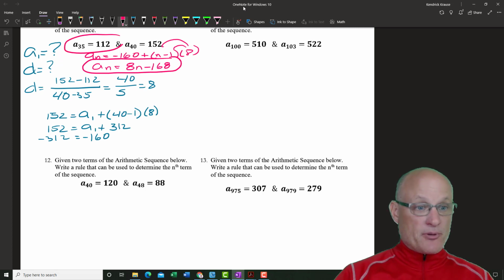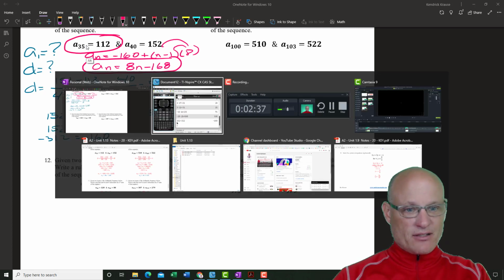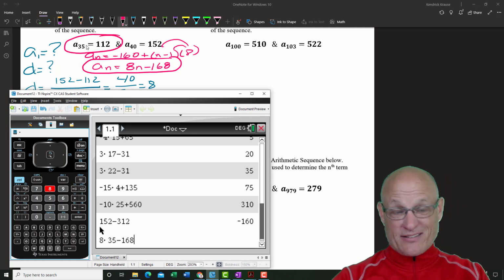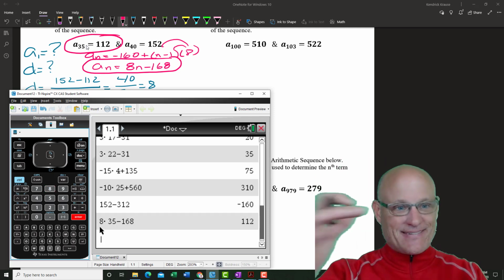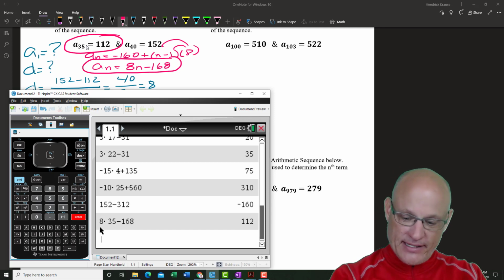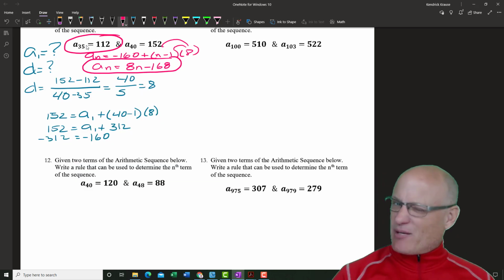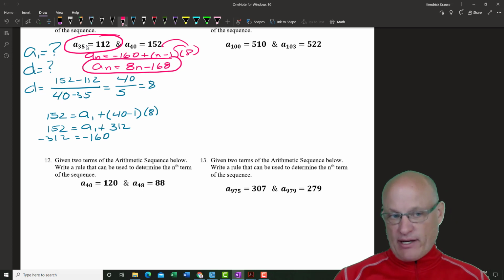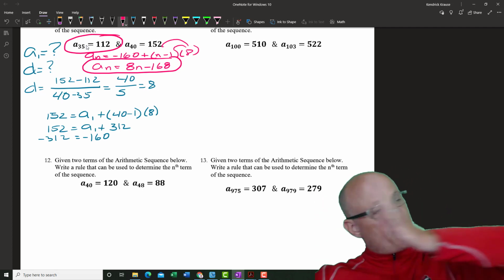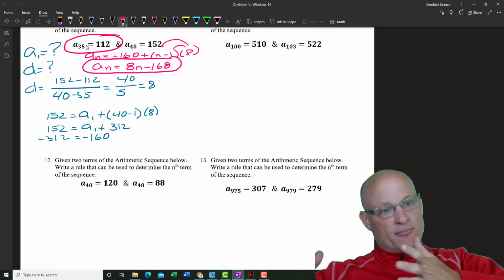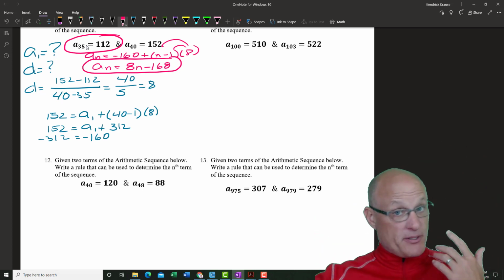So what I'm going to do is plug in 35 and see if that's right, because I really don't think that's right. So 8 times 35 minus 168. I'm hoping that this turns out to be 112. Yes! And even if I did 40, it's right. 8 times 40 minus 168. This better be 152, and it is correct. It may look weird, but that's the rule that generates those sequences. So if you listed out the first 40 numbers, the 40th number would be 152, the 35th number would be 112, and the first number would be negative 168.